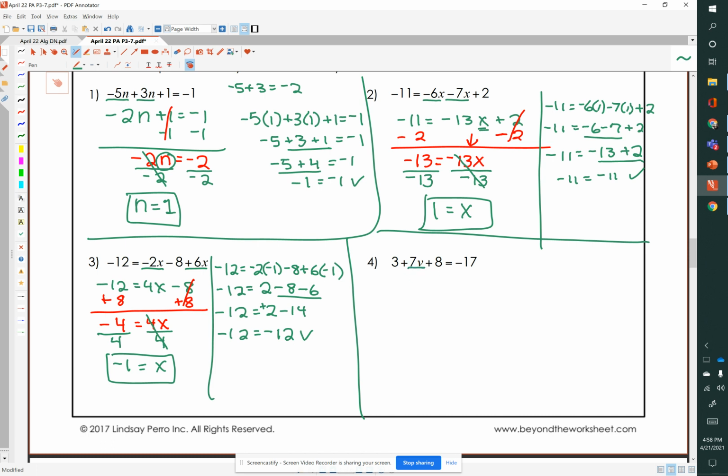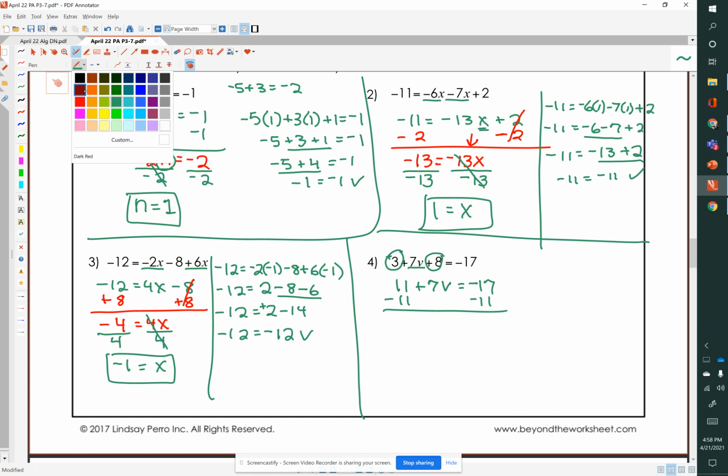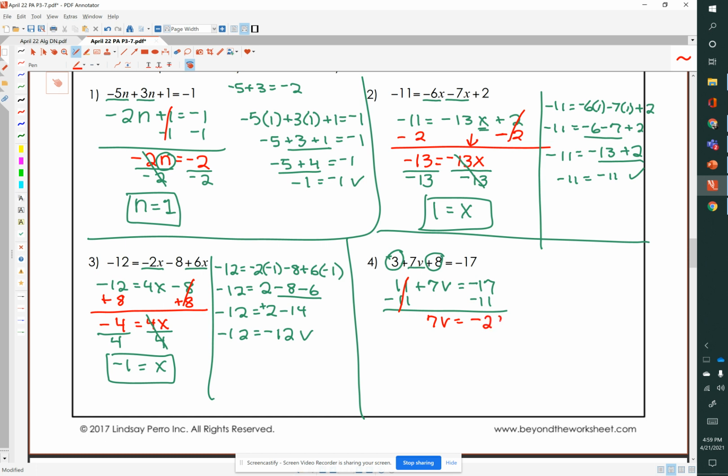We have our variable v, but in this case, we're not combining variables, we're combining these constants, 3 plus 8. And remember, this is a positive 3. So 3 plus 8 is 11. Then we have plus 7v equals negative 17. Now, we have 11 being added to 7v, so let's subtract 11, and whatever we do to one side, we have to do to the other. And this is going to allow us to isolate the 7v. So we have 7v equals negative 17 minus 11 is negative 28.